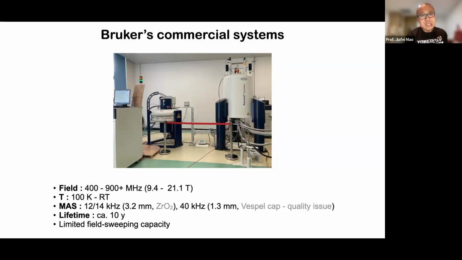Another thing for the method developers, I would say the Bruker system has very limited field sweeping capacity. So it's really not very good for exploring different radicals or, for example, the metal ions used a lot in Cornelius's group.